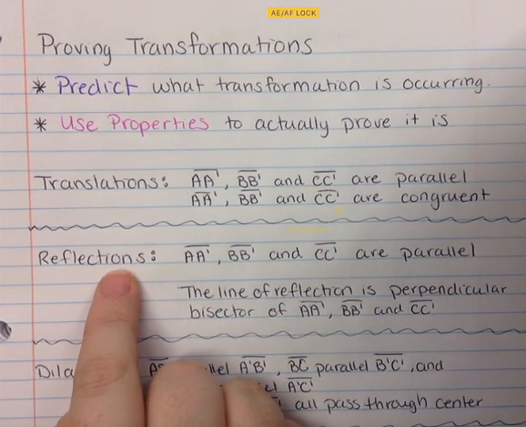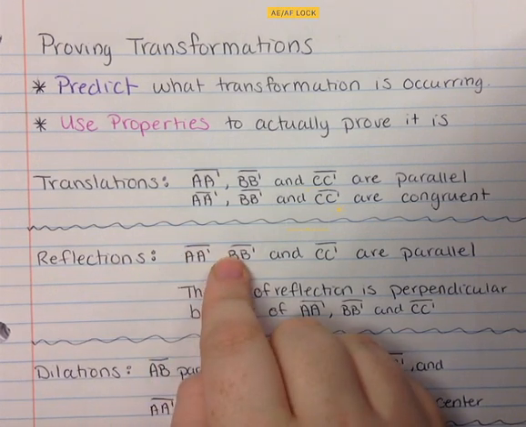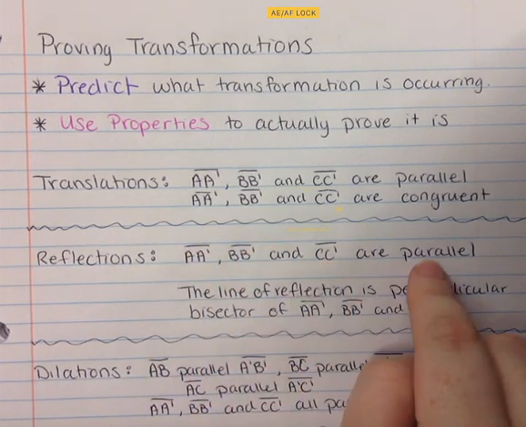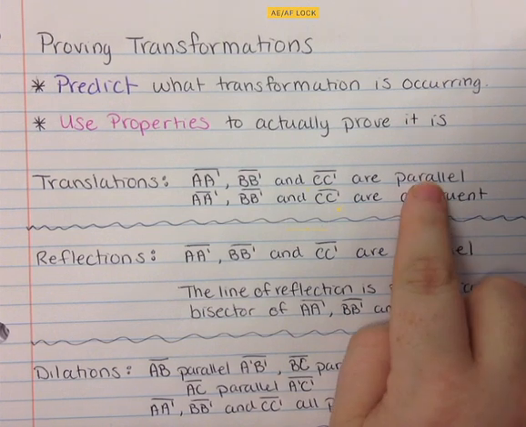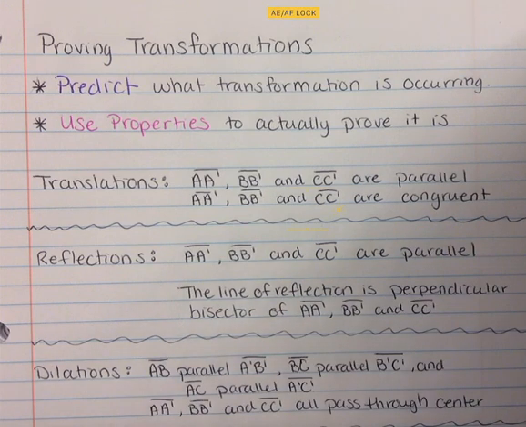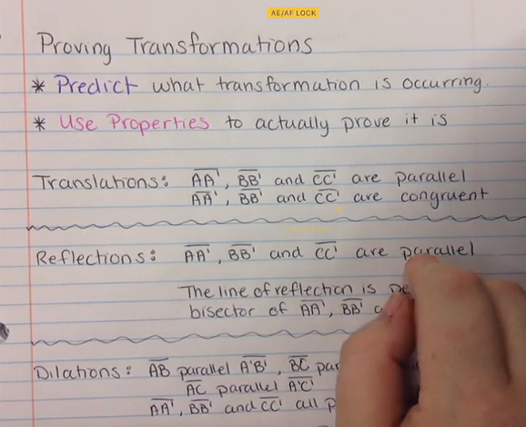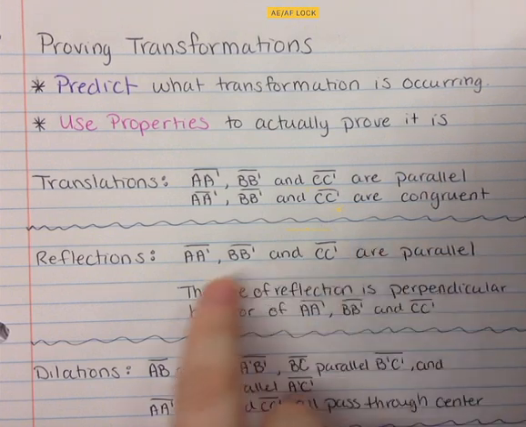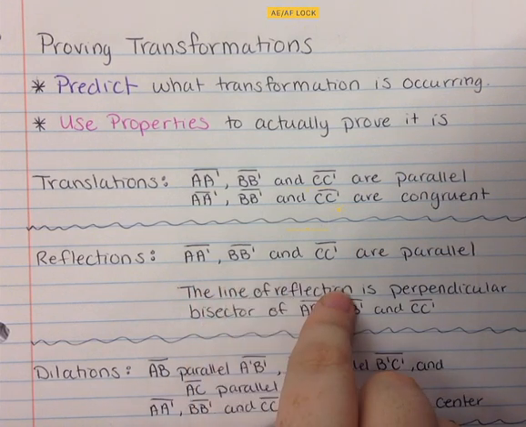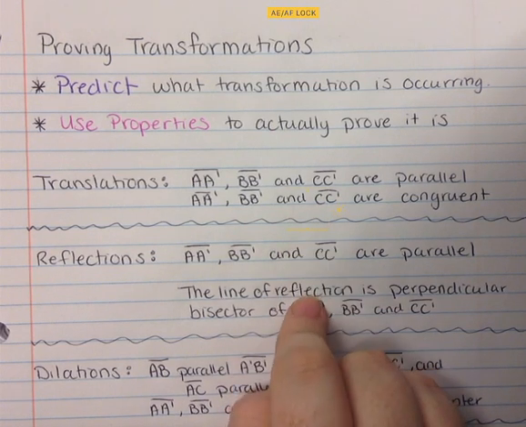For reflections, the property for reflections is that AA', BB', and CC' are also parallel. But it's the same thing as translations, which is why you have to prove all of the properties. Because so many of the properties state that something is parallel or congruent, you need to make sure that you know which property goes with what. So parallel goes with both translations and reflections, but the second property is what you need to look for with reflections as well. This really proves that it's not a translation.